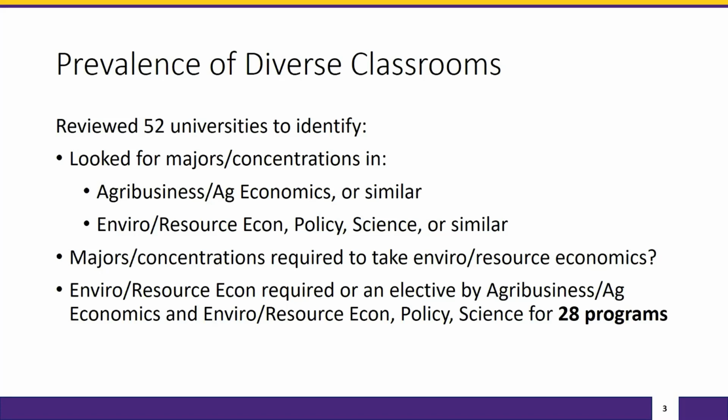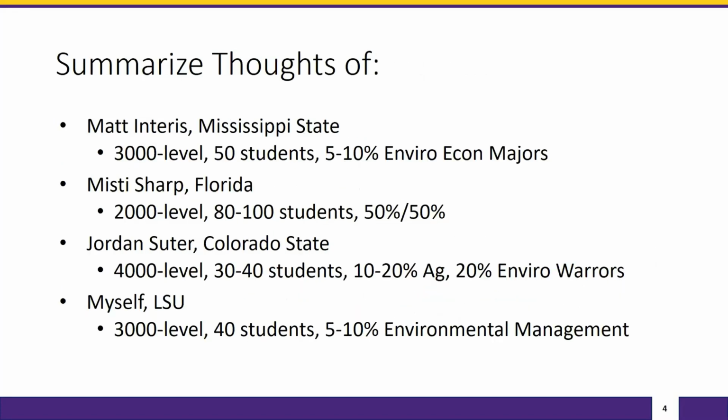Okay, and what I did from there was I basically did a few personal interviews. So I saw Matt was in the room, Matt Enneris from Mississippi State, Misty, who just gave her presentation, Jordan Suter from Colorado State, and then myself. And we each have different sort of perceptions on these things based on what we teach. Matt has about a 50-person class where only 5 or 10 of the students are environmental econ majors. Misty's 2,000 level class has 80 to 100 students where it's a pretty even balance. Jordan had a 4,000 level class where the 10 or 20% are ag, but another 20% are the environmental warriors. And in my class, we don't have an environmental econ major.